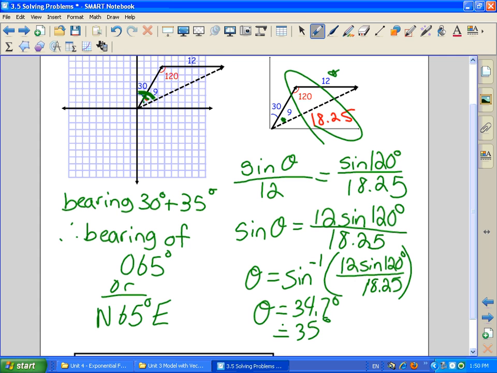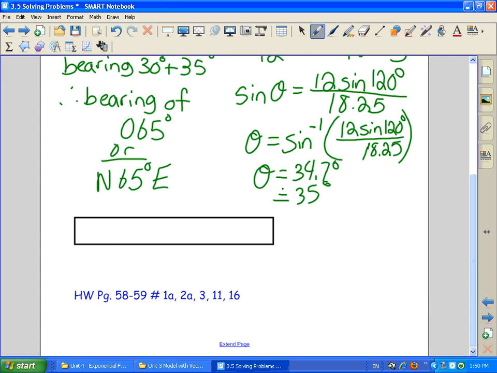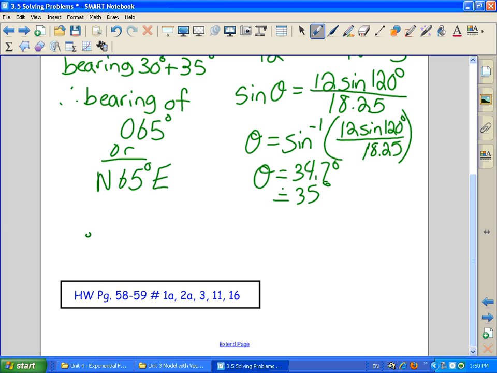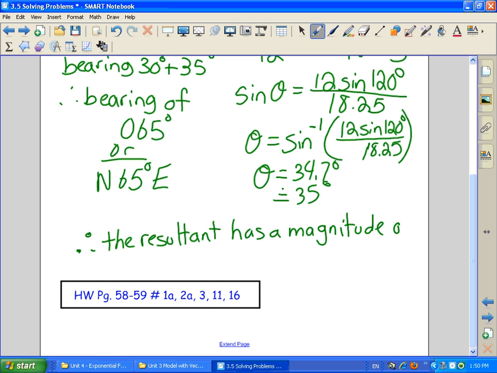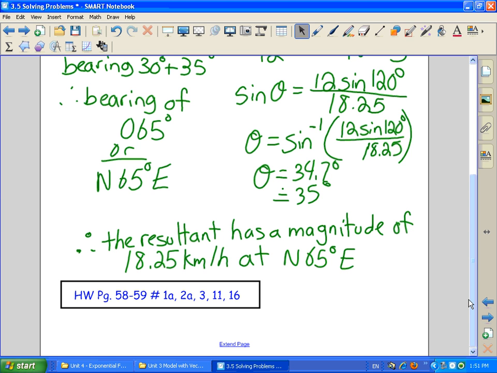So to finish this question accurately, I'm just running out of room, folks. We're going to say, therefore, the resultant has a magnitude of 18.25 kilometers per hour at north 65 degrees east. Just make sure you have both components, and again, you've got to use trig to help us get the magnitude and the bearing.